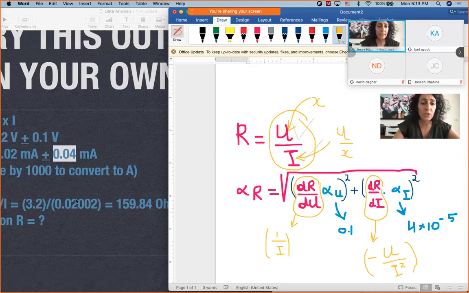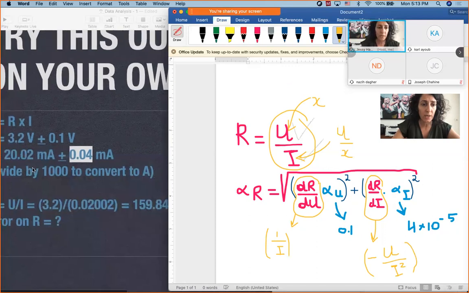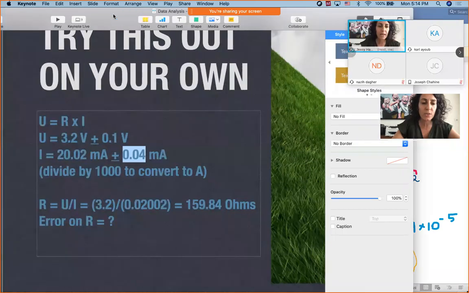So I is known in this manual, it's here, it's 20.02 milliamperes to be converted to amperes. And U as well is 3.2 volts. You plug in all the values and you simplify your answer to 1 sig fig, and add a unit to it. Anybody has an answer for the error on R?